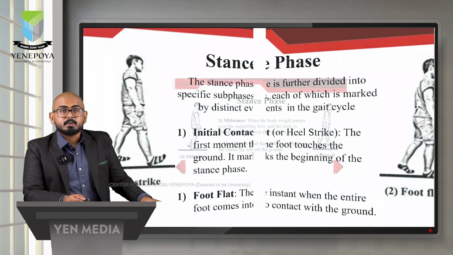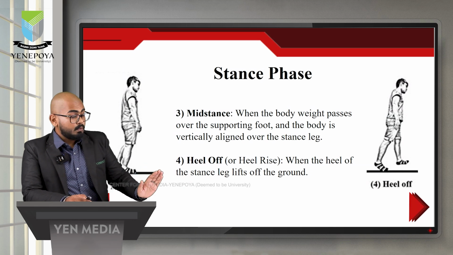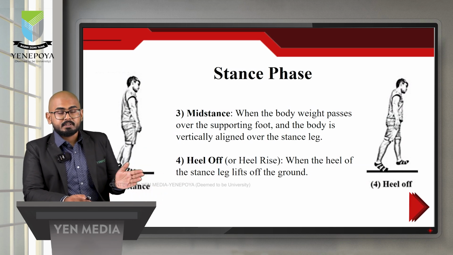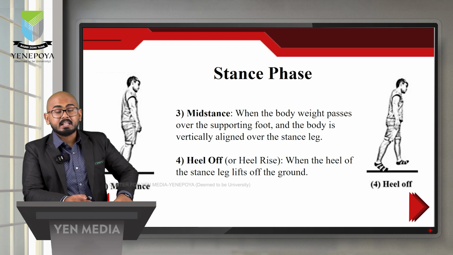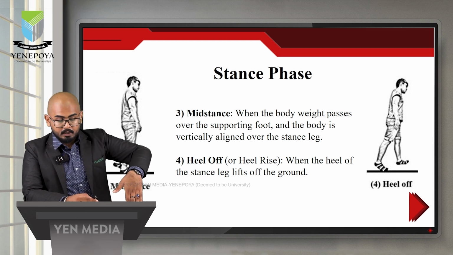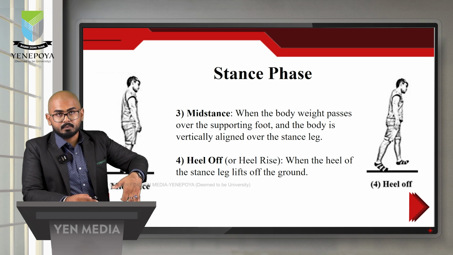All right. Next, we move on to mid stance. That is when the whole body weight is on the feet. Heel off, which is the 4th phase, is when the heel is out of the ground, and toe off is when only the toe is in contact with the ground.